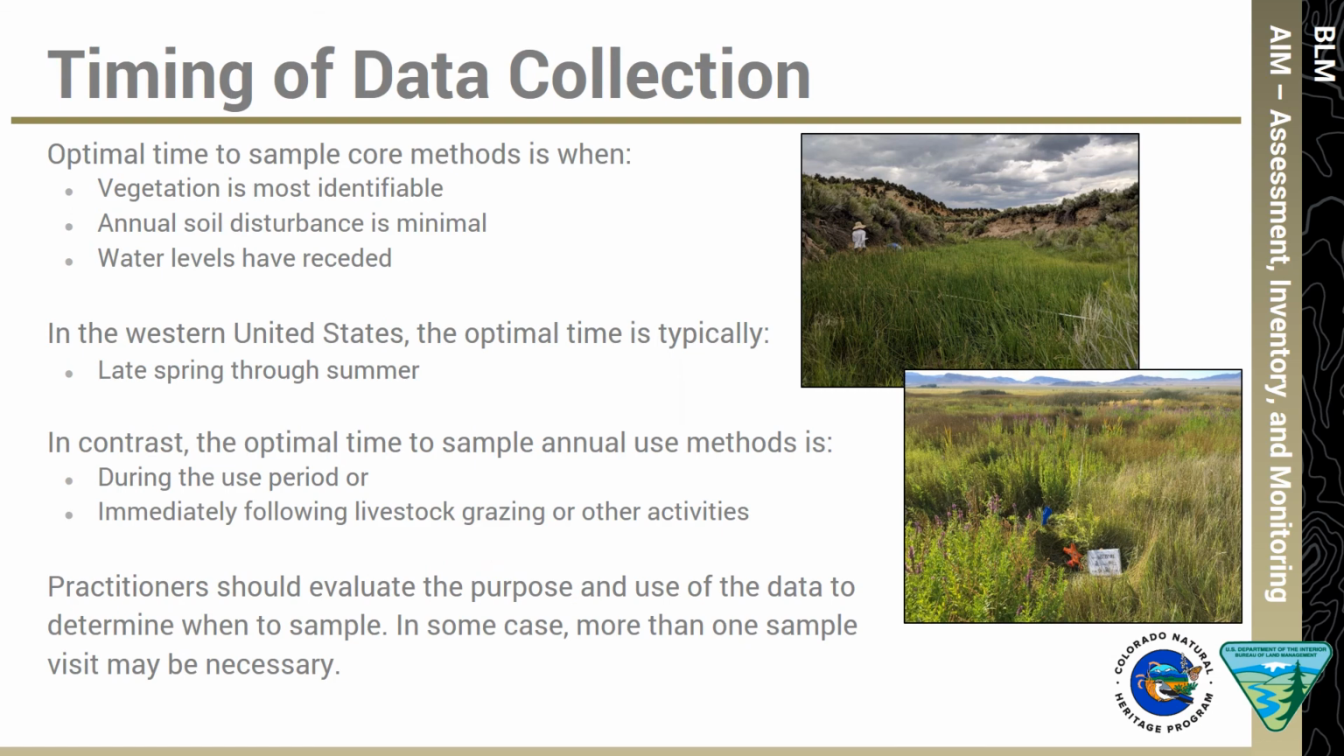Lastly, I will cover the timing of data collection. The optimal time to sample core methods is when vegetation is most identifiable, annual soil disturbance is minimal, and water levels have receded. In the western United States, the optimal time is typically late spring through summer. In contrast, the optimal time to sample annual use methods is during the use period or immediately following livestock grazing or other activities. Practitioners should evaluate the purpose and use of the data to determine when to sample. In some cases, more than one sample visit may be necessary.